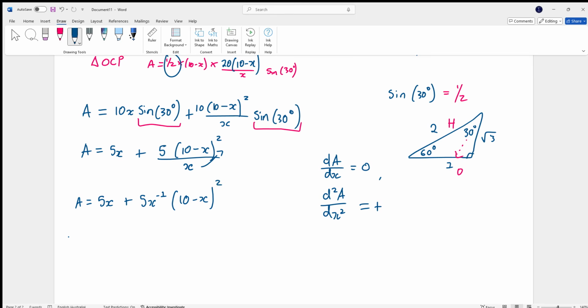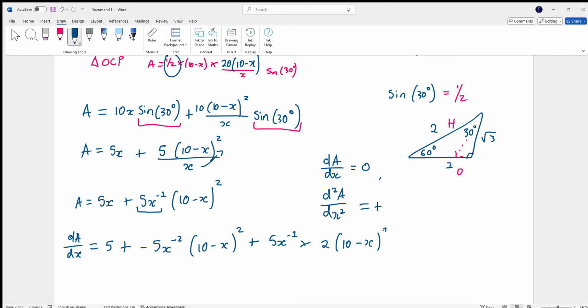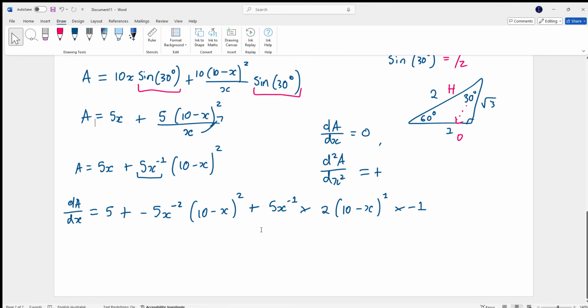Now we differentiate this here. So dA dx, differential of 5x turns into 5. Then we're going to do the product rule here. So I'm going to differentiate this one first. So bring the negative 1 down the front. So negative 5x to the negative 2. Leave this guy here. Then I'm going to add 5x to the negative 1. Then I'm going to multiply it. Bring the 2 down the front. So 2, 10 minus x to the power of 1 times by negative 1. There you go. Now, I would try and simplify things as much as possible. However, we are going to have to differentiate again.